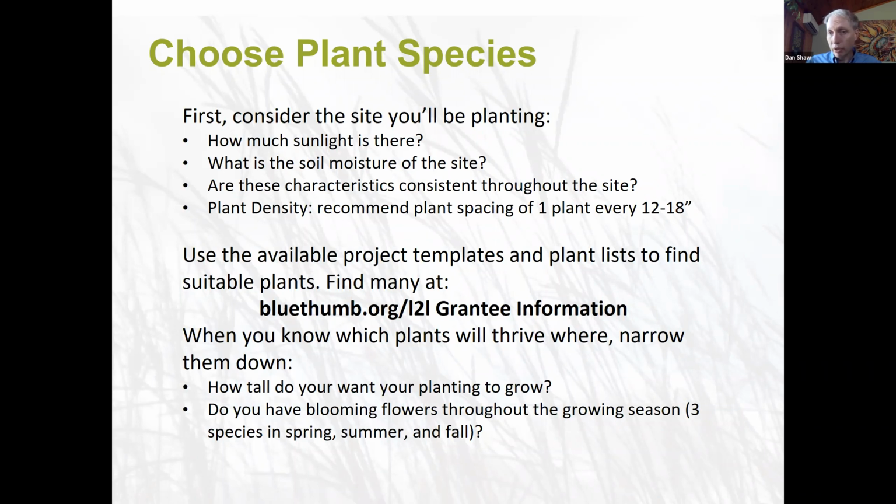Nurseries can be really helpful as well. If you go to them and tell them the characteristics of your site, they can give some good recommendations about plants. And then also thinking about how tall your plants will be is another consideration for different parts of your landscape. And we also promote having plants that bloom in the spring, summer, and fall for plantings to make sure there's resources available for pollinators throughout the season.